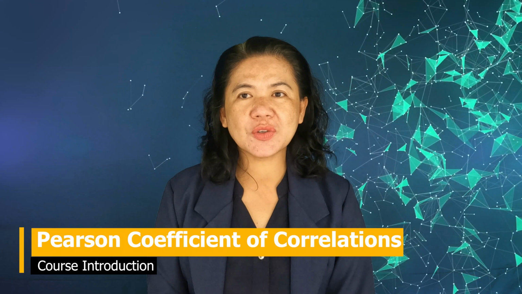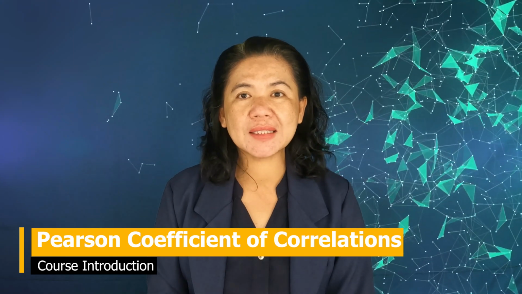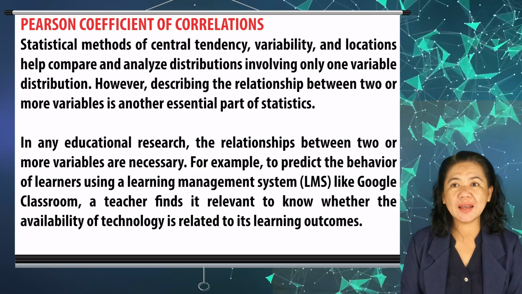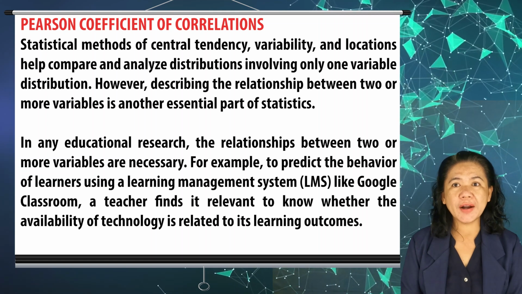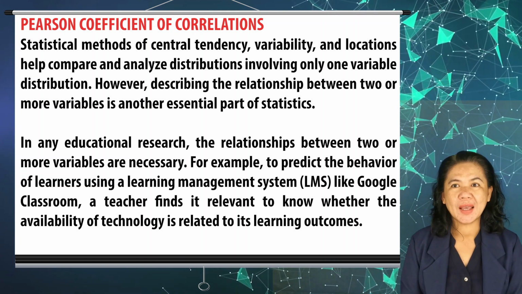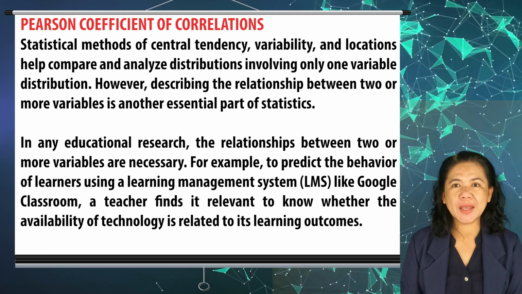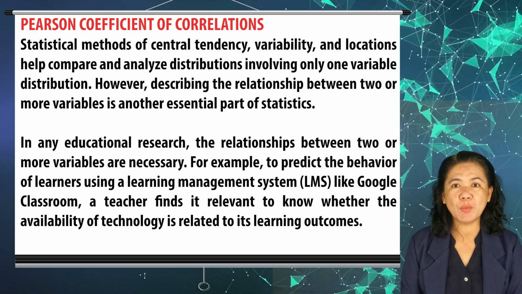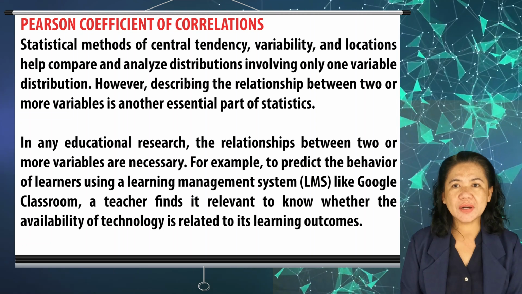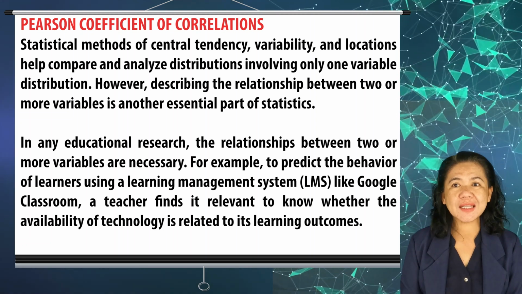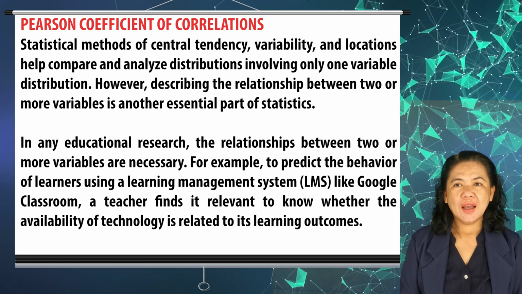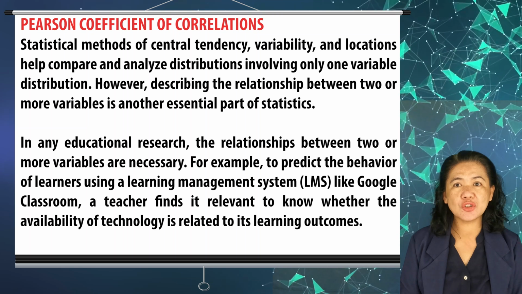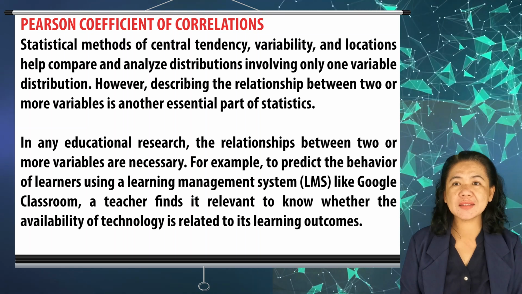Statistical methods of central tendency, variability, and locations help compare and analyze distributions involving only one variable. However, describing the relationship between two or more variables is another essential part of statistics. In any educational research, the relationships between two or more variables are necessary.